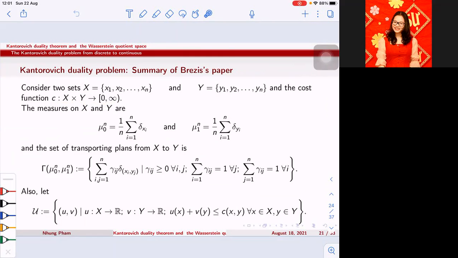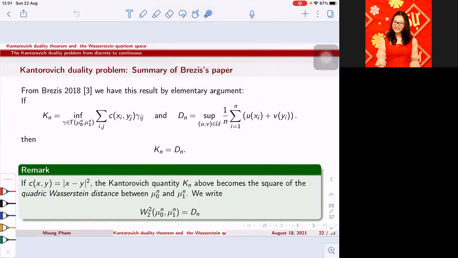And then we set the measures on X and Y to be the average Dirac mass of the points in the set. Then the set of transporting planes from X to Y is gamma of mu0n, mu1n, which is like the discrete transporting planes. And also we let U to be the set of pairs of bounded continuous functions satisfying u(x) plus v(y) is less than or equal to the cost function. The result from the previous paper says that the Kantorovich quantity is equal to the duality formulation, so that we have the duality theory.